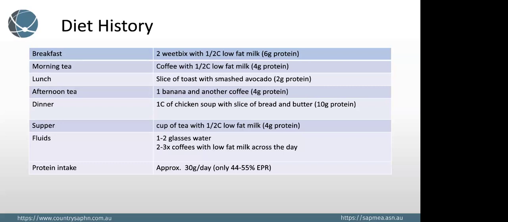The majority of her protein, weirdly, is coming from her tea and coffee, and that's just from the milk. So her actual intake of protein is very, very minimal. Some people get that amount in a meal. She's getting about 30 grams a day, which is meeting only 44 to 55% of her estimated protein requirements, or EPR. That puts her at risk of, again, muscle loss, sarcopenia.